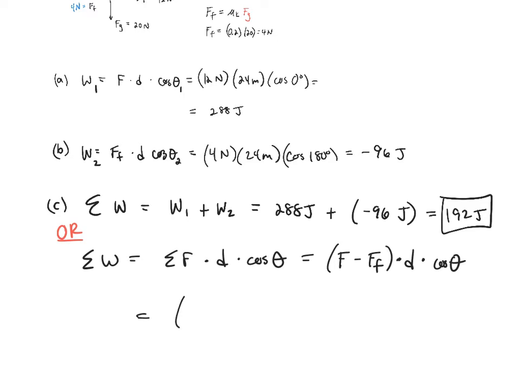Which means it becomes 12 minus 4 as my force, times the distance of 24 meters. What would theta be though here? If I'm looking at the net force, what would theta be for the net force? 180 still? Not 180. Think about which way it wins. It's a tug of war.